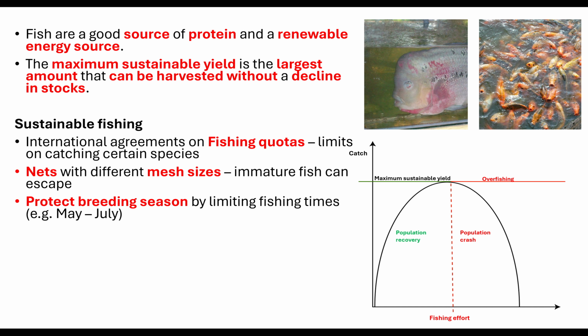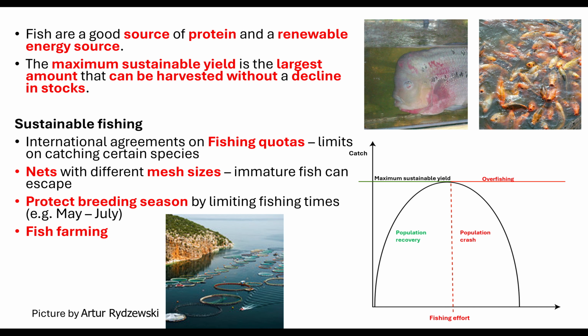We can also protect the breeding seasons by limiting when people can actually do the fishing. So for example, we only allow the fishing to occur between May and July. Any other periods, it is not actually allowed. And also we can have what's known as fish farming, where we actually do it in a sustainable way, where we are growing the fish in a very secure area.